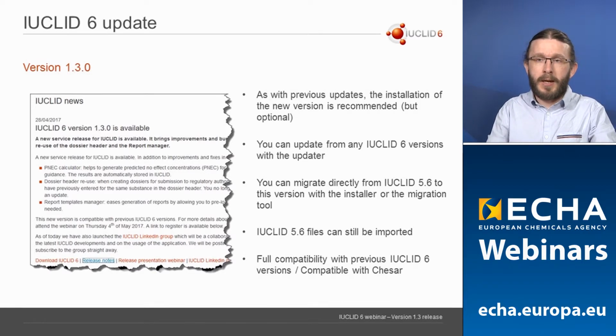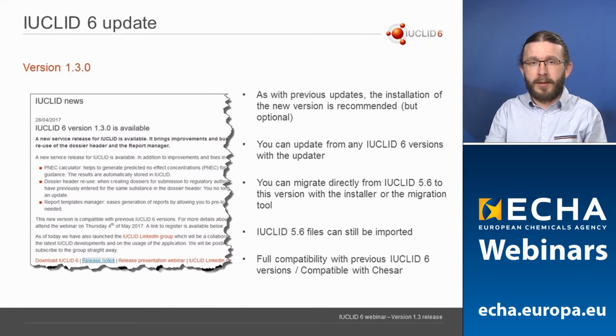So whether you have now Euclid 6 version 1.0 or 1.2 or 1.1, you can directly update to the latest version using the updater. You can also migrate directly from a Euclid 5.6 installation to this new version using the installer or the migration tool. Euclid 5.6 files can still be imported, so if you have Euclid 5 files, in the old format, you can directly import this data in the latest version of Euclid 6. And this version is fully compatible with previous Euclid 6 versions, as well as Quasar.